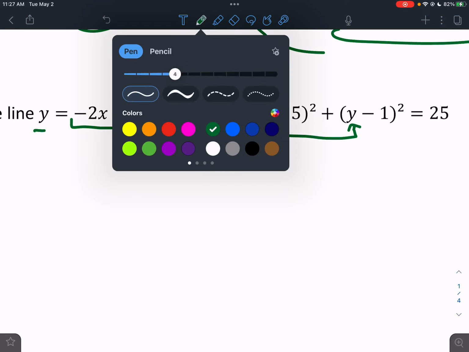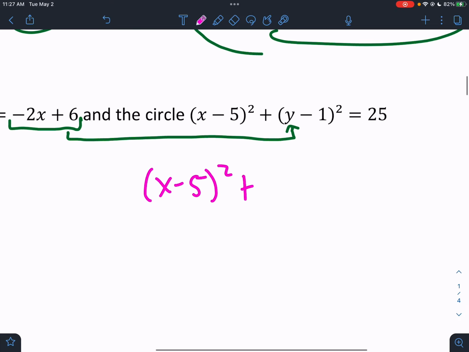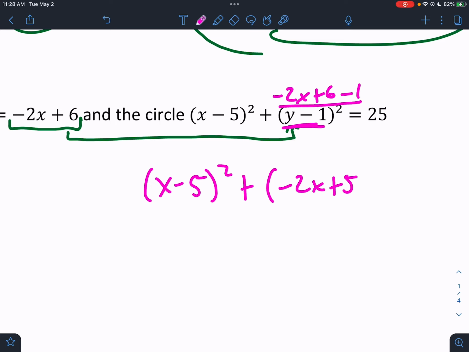And what's going to happen when I do that is I'm going to get (x − 5)², and y becomes negative 2x plus 6. Let's see what that looks like real quick. Negative 2x plus 6, that's y. Don't forget there's a minus 1 because it's y minus 1. And that's negative 2x plus 5. Please clean it up.